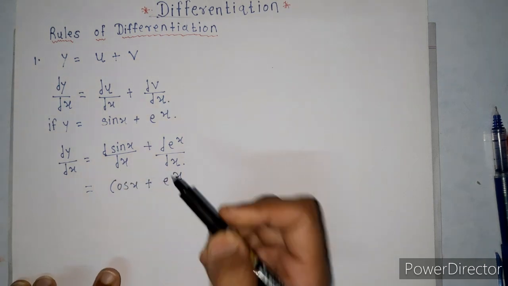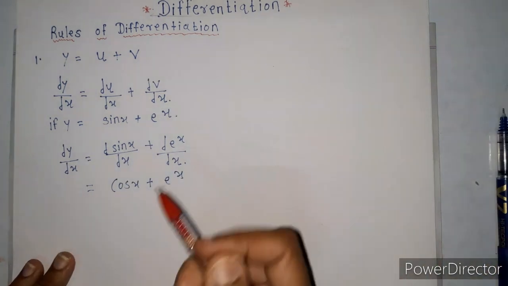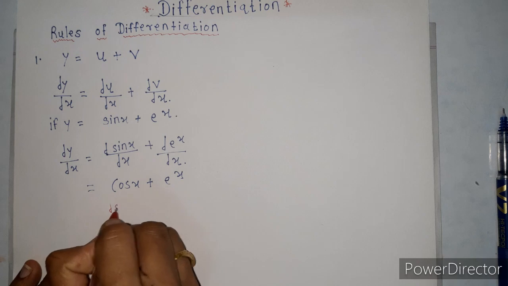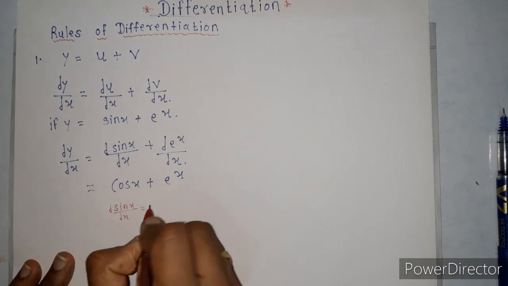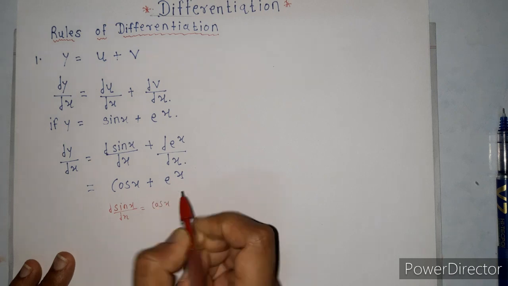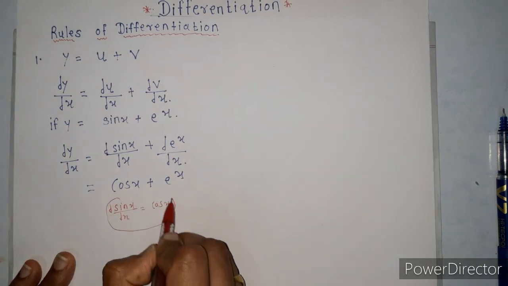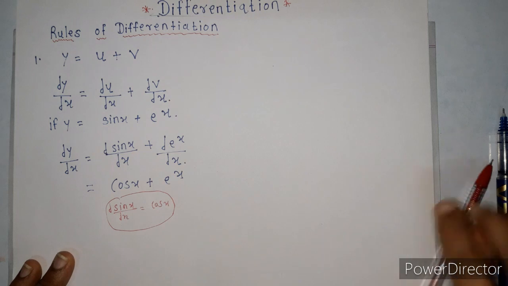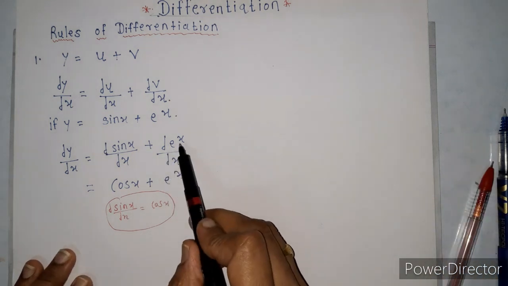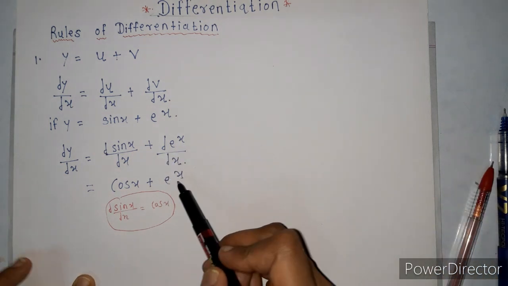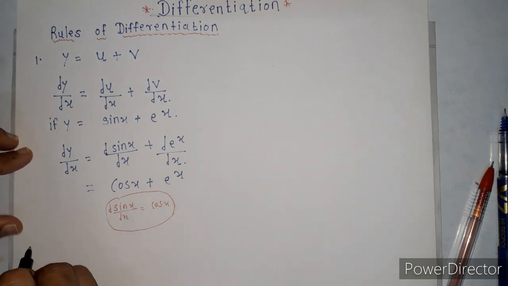Differentiation of sin x is cos x. We know the formula: differentiation of sin x with respect to x equals cos x. By using this formula, the differentiation of sin x is cos x and the differentiation of e raised to x is e raised to x. Similarly, the second rule.